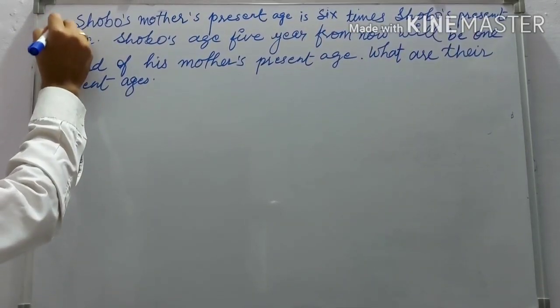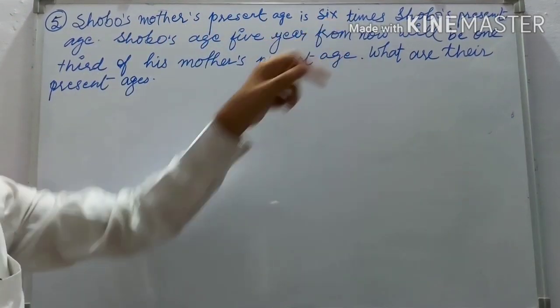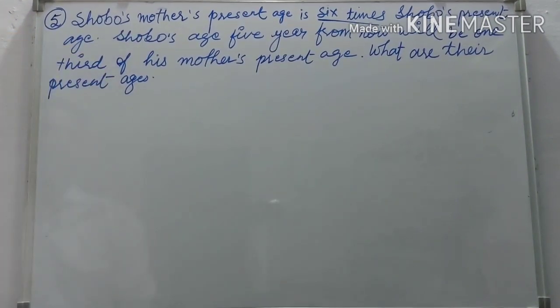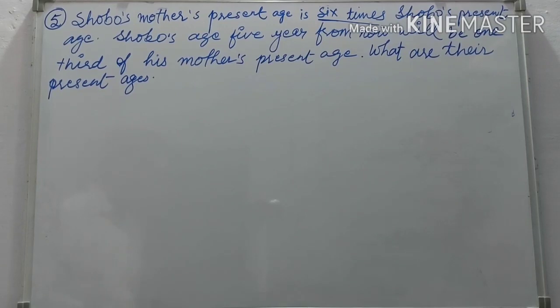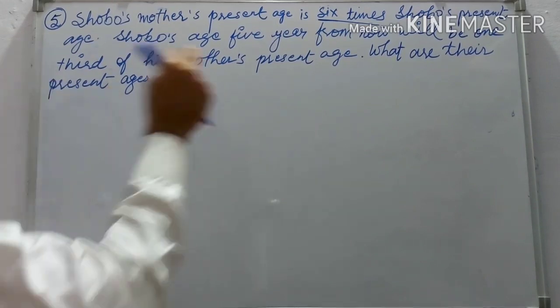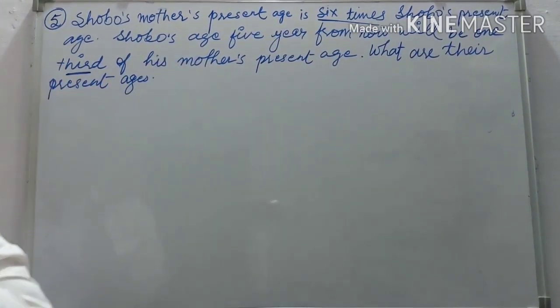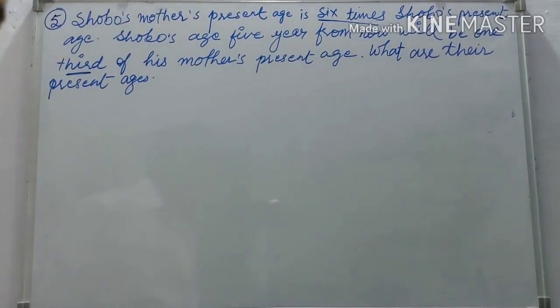Okay. Question number 5. Shaboz's mother's present age is 6 times Shaboz's present age, and Shaboz's age 5 years from today, that is after 5 years, will be 1/3 of his mother's present age. What is his age? To find the age of both, Shaboz and Shaboz's mother.